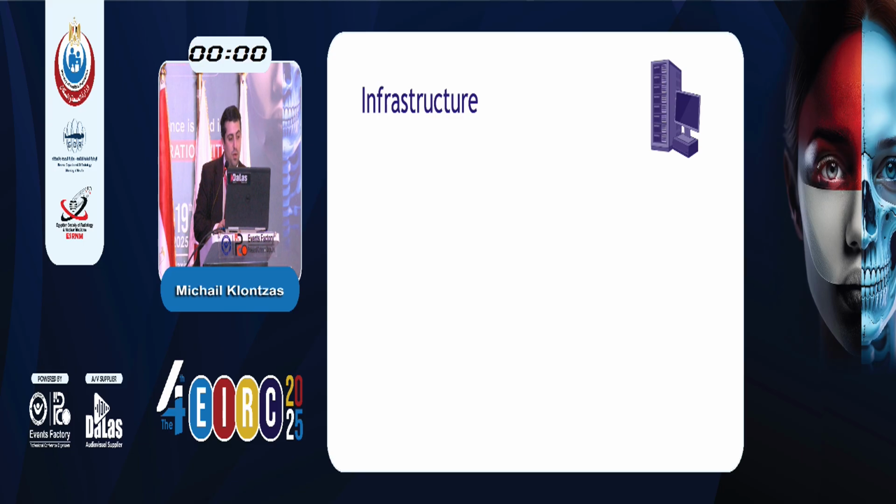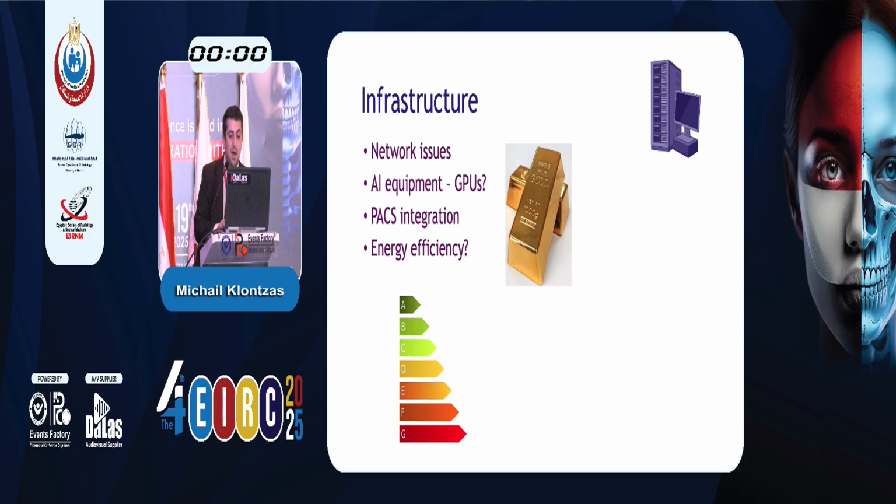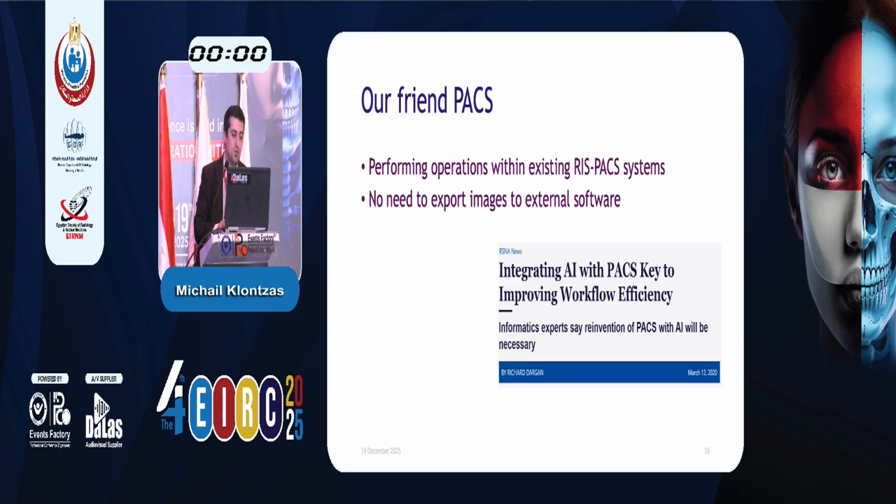When we come briefly to infrastructure, you'll see that we have network issues that may limit the access to the algorithm. The equipment may not be suitable. You may not have integration with PACS, and you always need to take into account the energy efficiency of the models, because you may have huge costs because of energy consumption. And of course, PACS is our friend here, because if you have good integration with PACS and you perform everything using your PACS system, you don't need to export images to external software. You don't need to take 5 extra minutes to do everything. And at the end of the day, you do something easy, you save time and money.